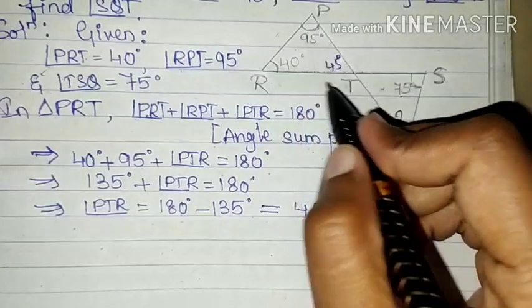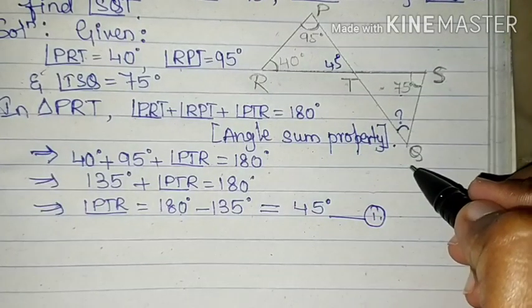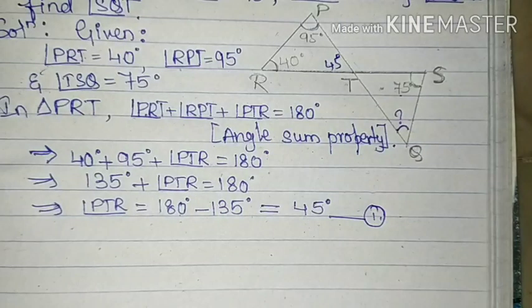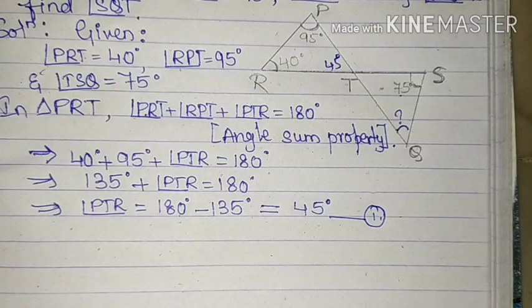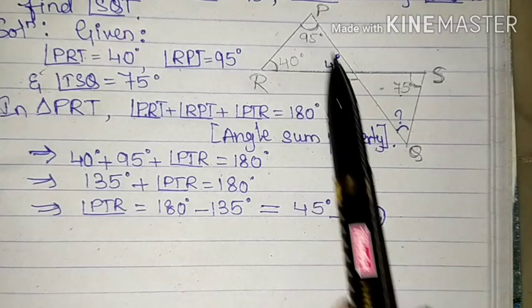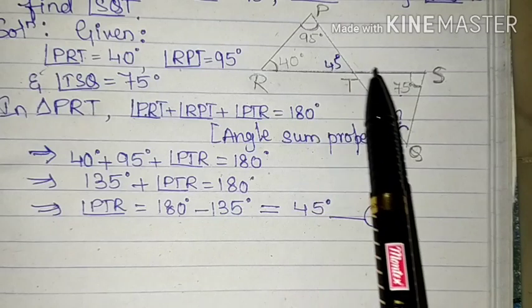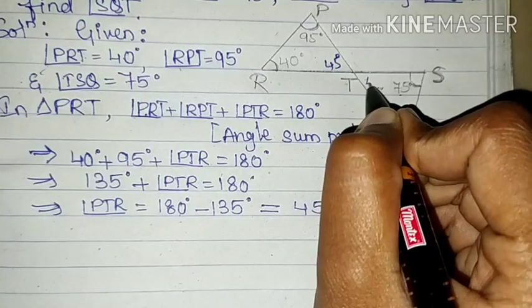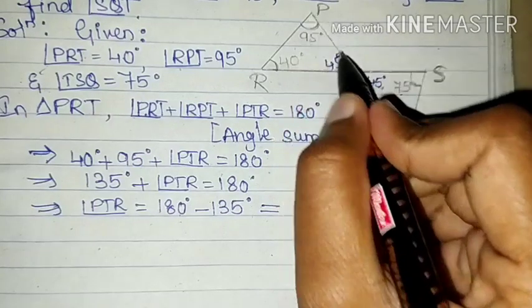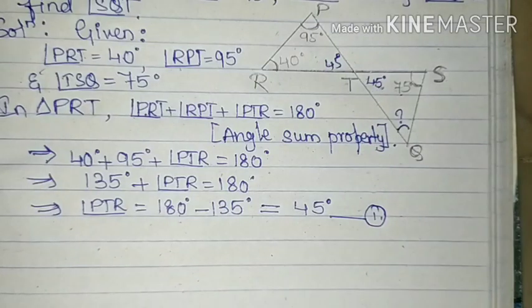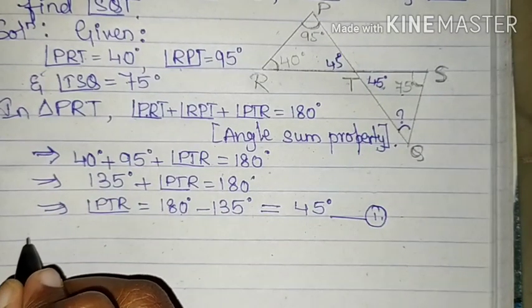Now angle PTR is equal to angle STQ, because when two lines intersect each other, we get two pairs of vertically opposite angles. In the first section of this chapter we studied a theorem that stated when two lines intersect each other, the vertically opposite angles are equal. That was the theorem which we learned in the first section. So if angle PTR is 45 degrees, then angle STQ is also equal to 45 degrees. So let us write it down.